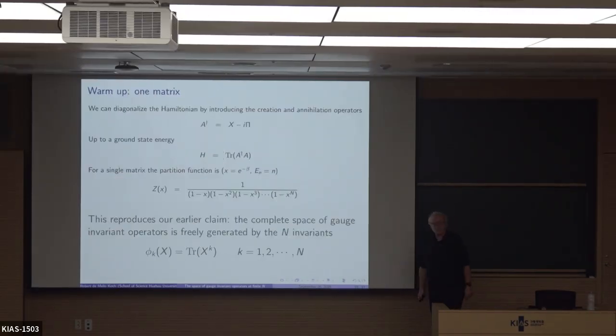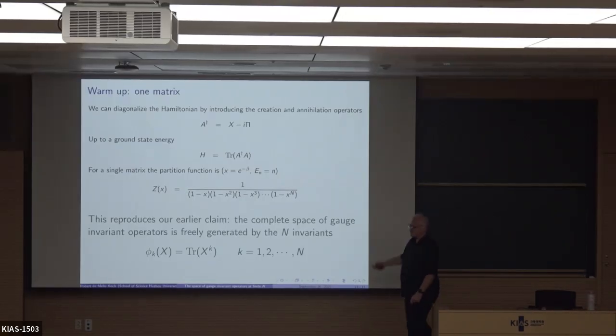So here's a warm-up. One matrix. If you've got one matrix, there's one creation operator. I've subtracted off the ground state energy, so that's what the Hamiltonian looks like. And this is the formula for the partition function. In a couple of slides' time, I'm going to tell you exactly how we generate that answer. But for now, just take it.